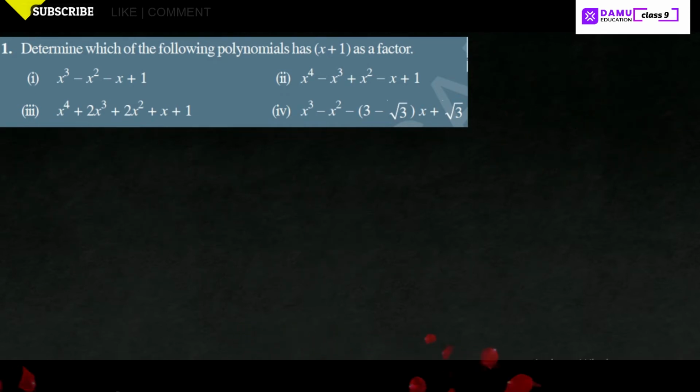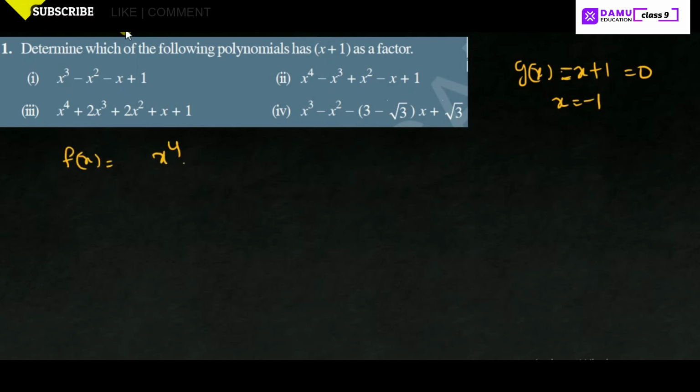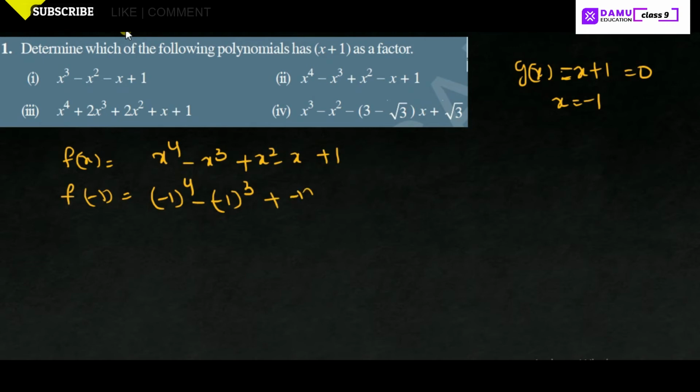Next question. Here g of x is equal to x plus 1, then x is equal to minus 1. We have to equate with 0. Then substitute f of x, the second one, x power 4 minus x cube plus x square minus x plus 1. Substitute minus 1 in the place of x: minus 1 whole power 4 minus of minus 1 whole cube. We should not include the extra minus here, because in the x place only we are substituting minus 1. Plus minus 1 whole square minus of minus 1 plus 1.